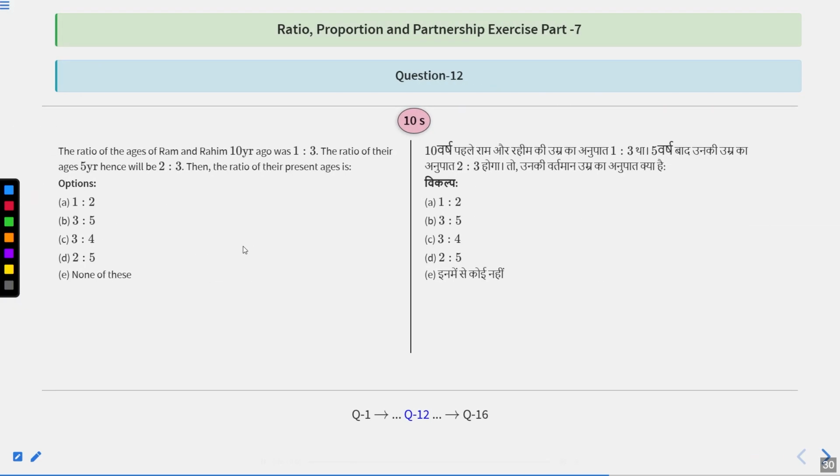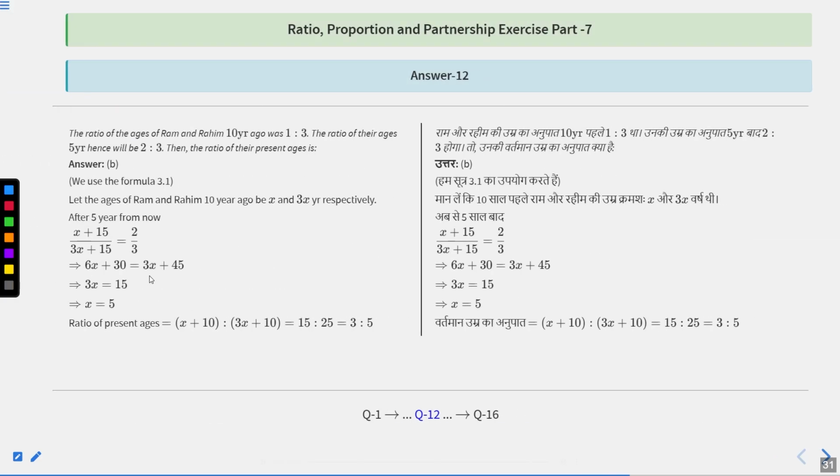Next one. The ratio of the ages of Ram and Rahim 10 years ago was 1:3, and the ratio of their ages 5 years hence will be 2:3. Then the ratio of their present ages is, you have 5 options and 10 seconds to analyze the question. Your time starts now. Now time's up. Let's see the solution.